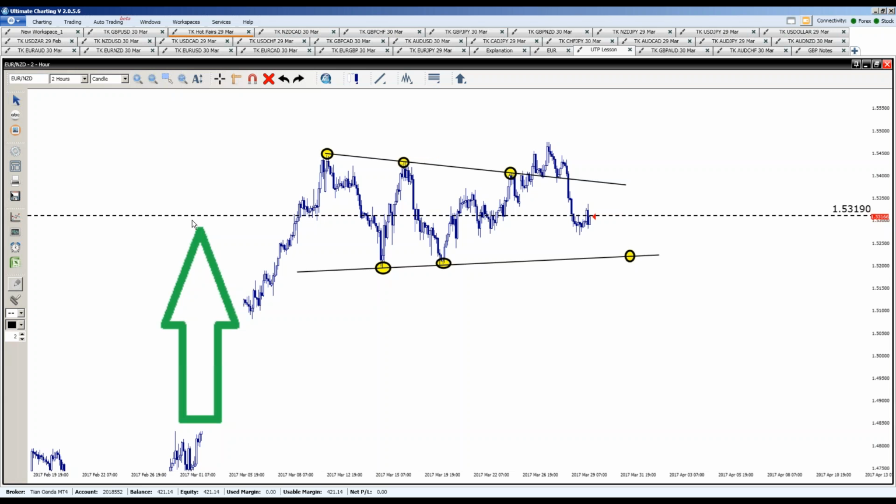And look what happened. The market broke out of this range, but then came right back inside the range and moved below the middle. Now it's got a high percentage chance of actually going the other way.